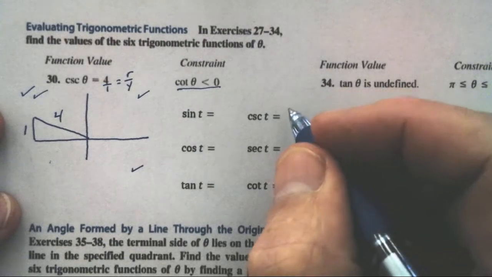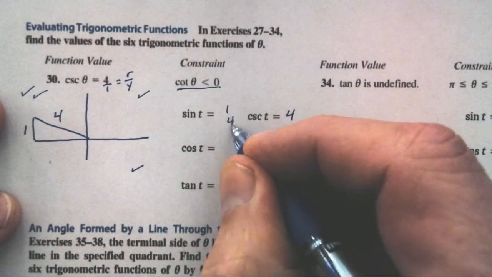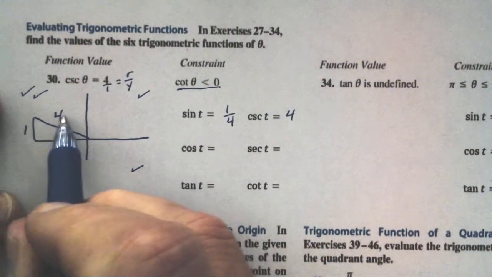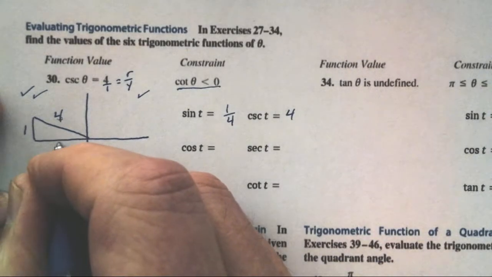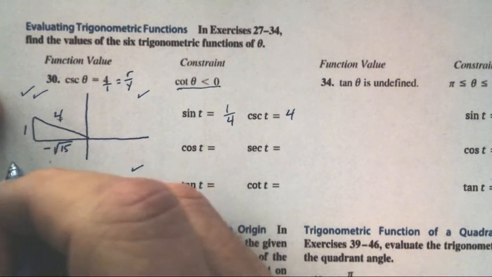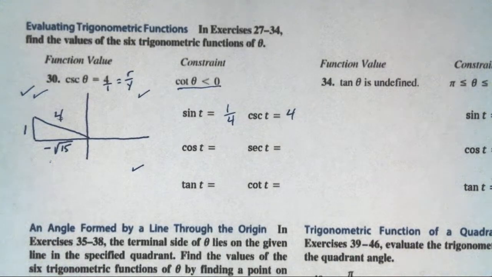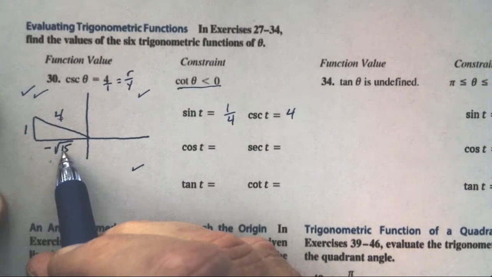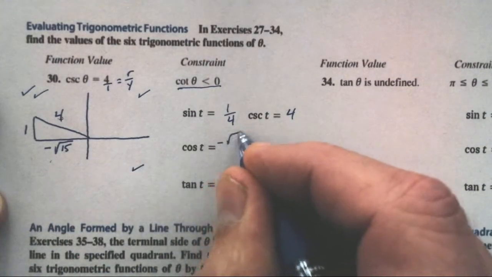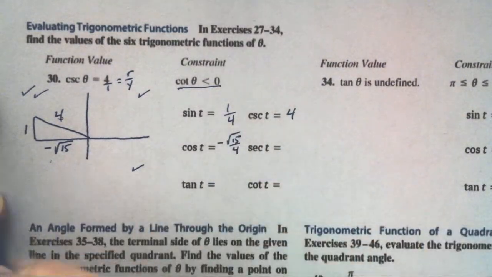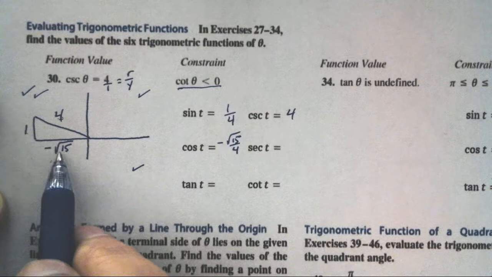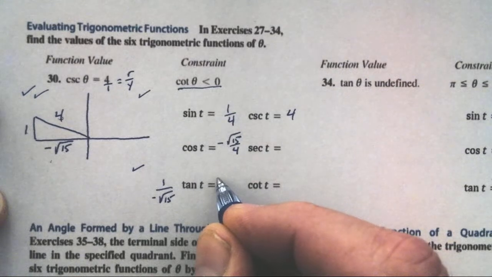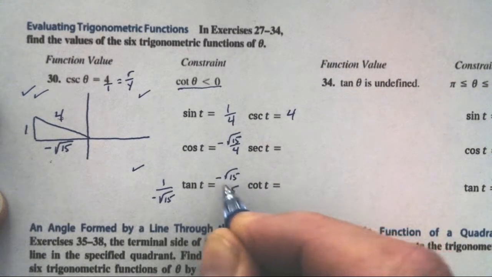We've got cosecant already, it was 4, so sine is 1/4. And now, a little Pythagorean work, 16 minus 1 is 15. This is the square root of 15, but careful, it is to the left. Always, when we're building triangles, check our positives and negatives. Very easy to forget that. So cosine is x on r, negative square root of 15 on 4. Tangent is y on x, 1 on negative square root of 15. That, of course, is negative square root of 15 on 15.